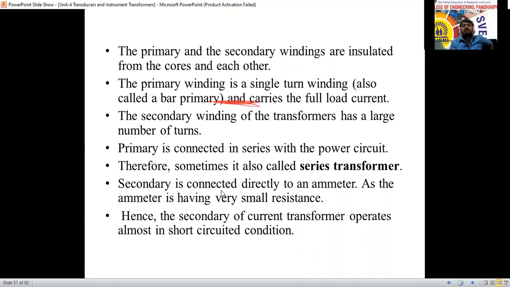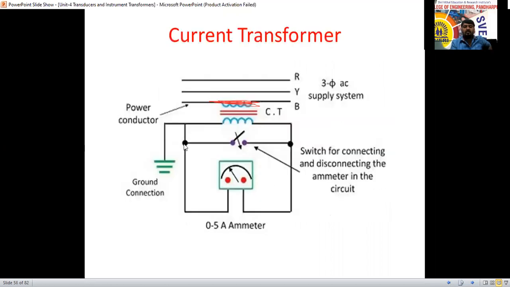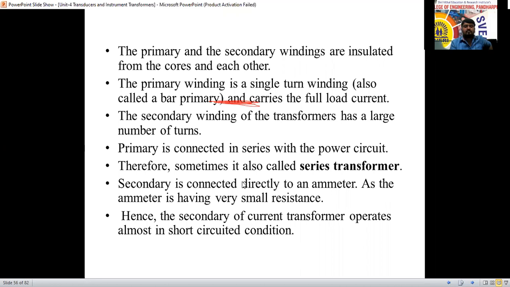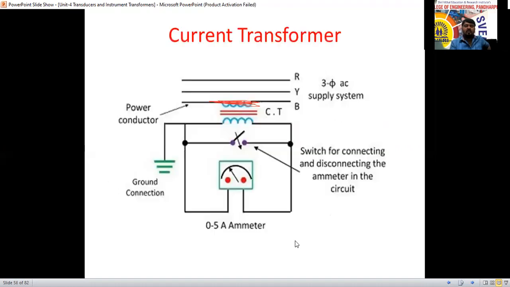Now, the secondary is directly connected to an ammeter. We have provided one switch for the disconnection and connection of the ammeter. As the ammeter has a very small resistance, the secondary of the current transformer operates almost in short circuit condition. If the resistance is low, more current will flow.